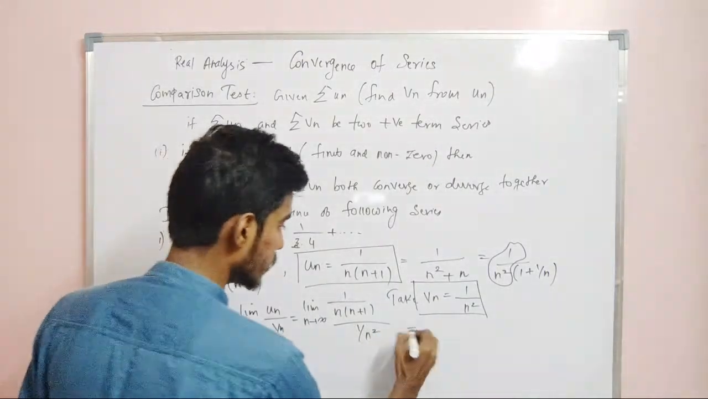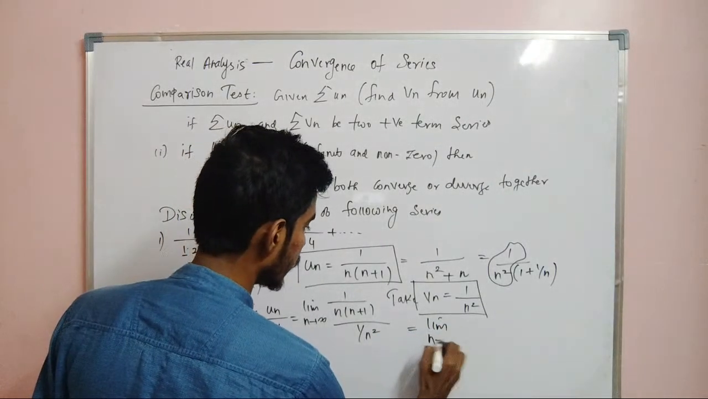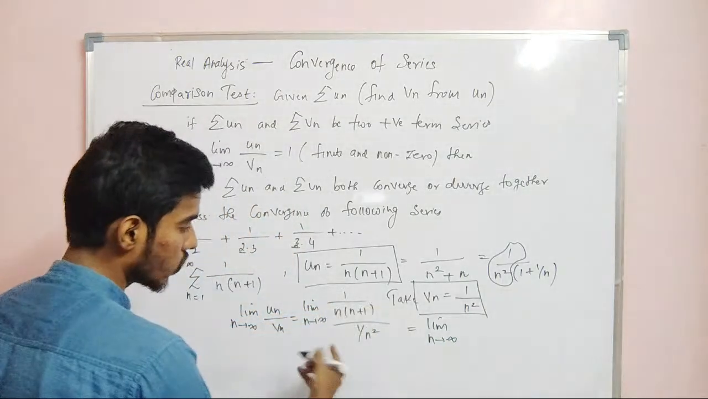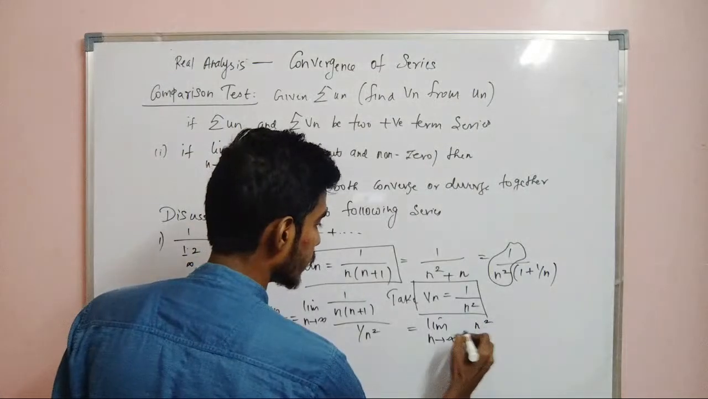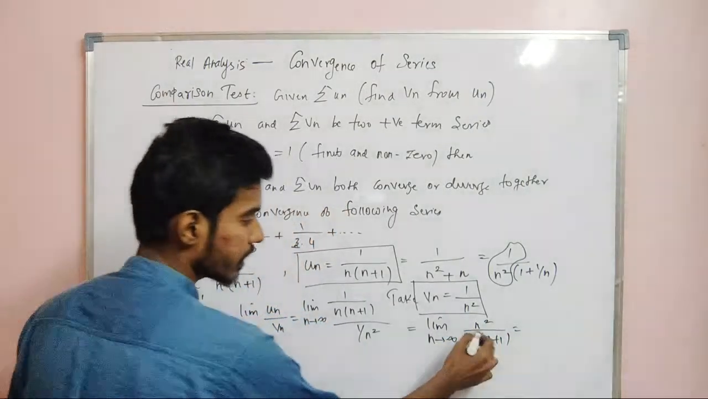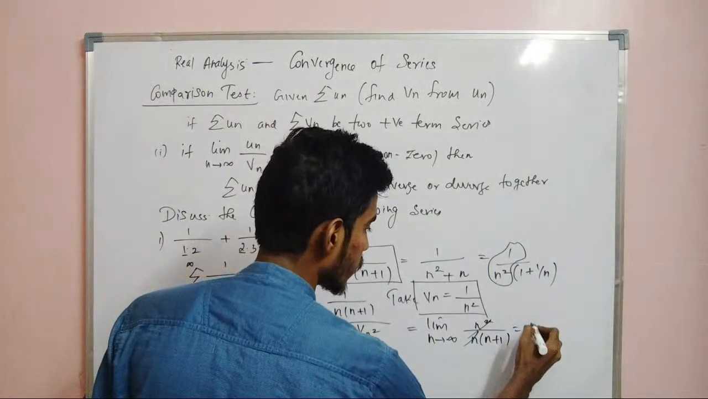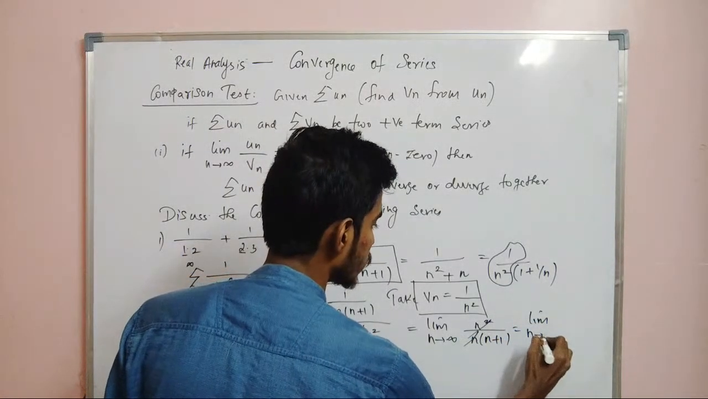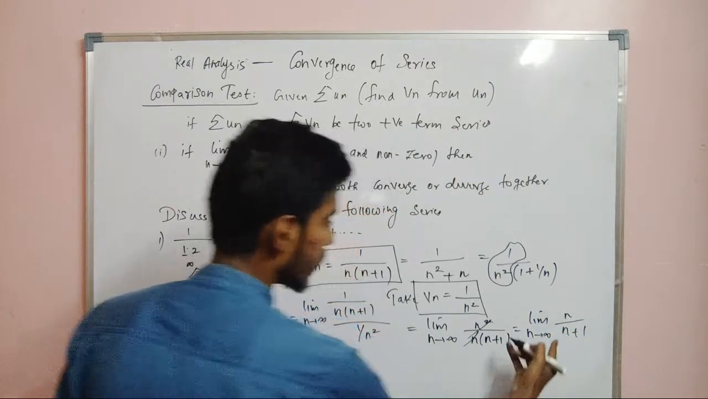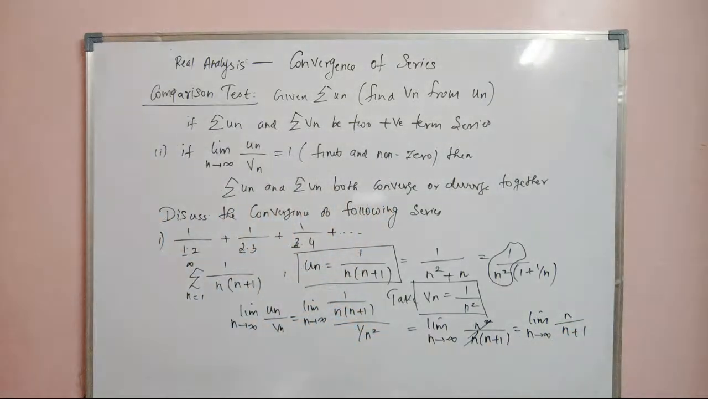Now if I simplify this, we will have limit n tends to infinity. If 1 by n square goes to the numerator, we will have n square by n into n plus 1, and this is nothing but, if I cancel one n, limit n tends to infinity n by n plus 1, and as n tends to infinity, this tends to 1, right?